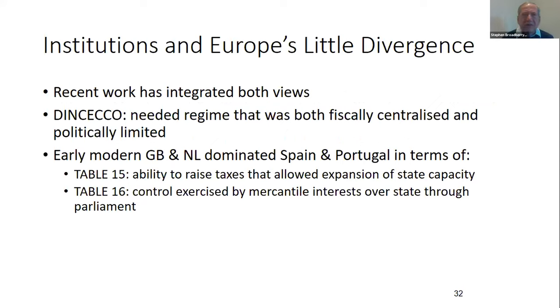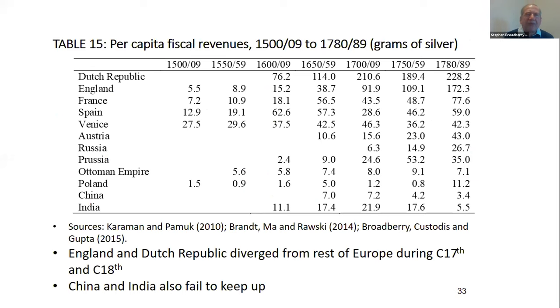I think recent work has tended to integrate both views. I like to think of Mark Dincecco's book on European nation states as demonstrating quite convincingly that success in bringing about economic growth required both fiscal centralization and politically limited states. Just to put some quantitative flesh on that, we can have a look at, firstly, per capita fiscal revenues. We'll see they rise dramatically in Northwest Europe, the Dutch Republic, and England. During the 17th and 18th centuries, they really forge ahead in terms of per capita fiscal revenues. The rest of Europe lags behind.